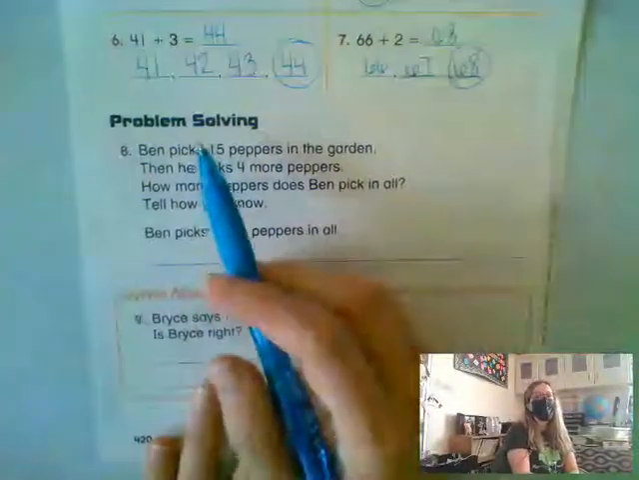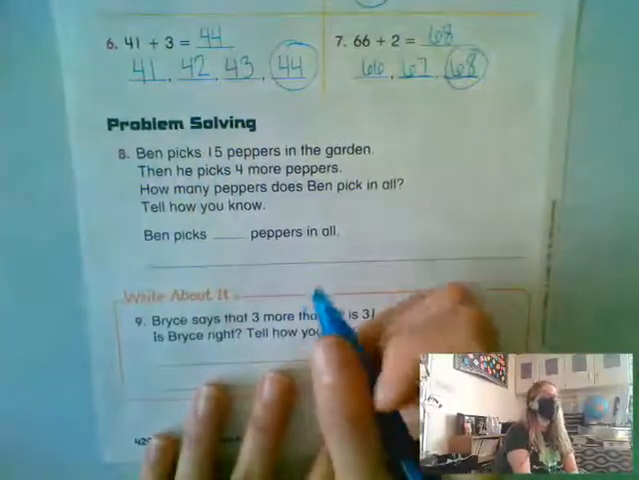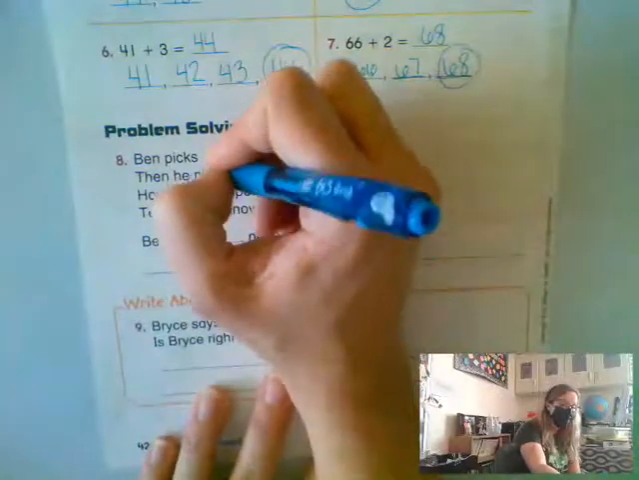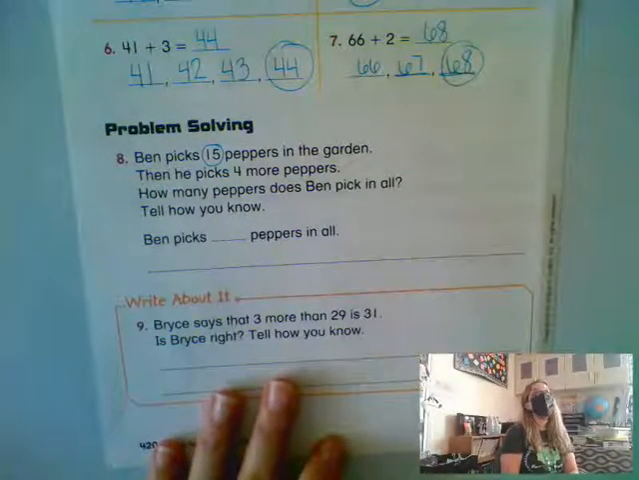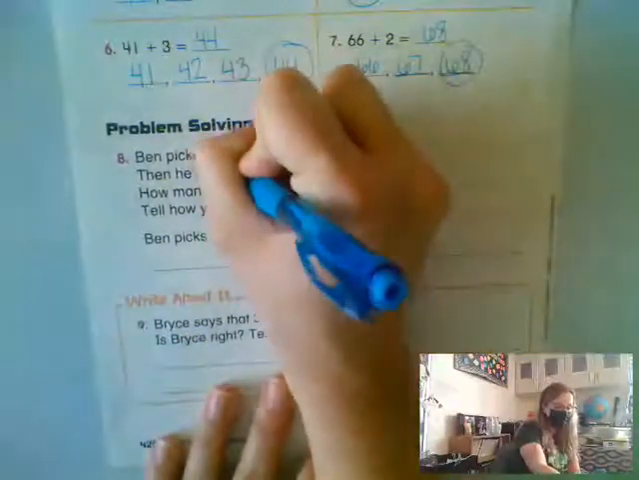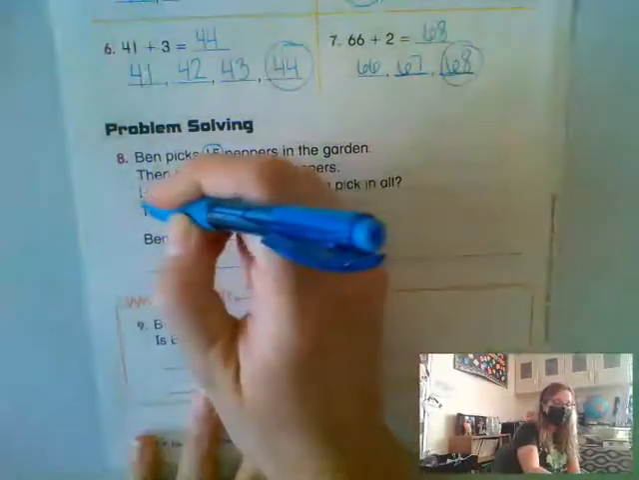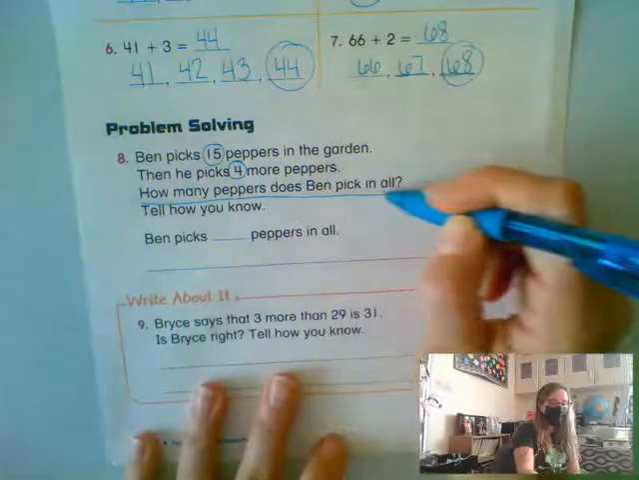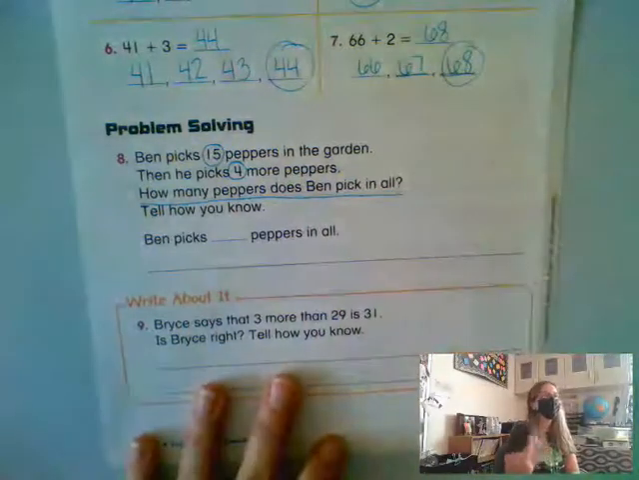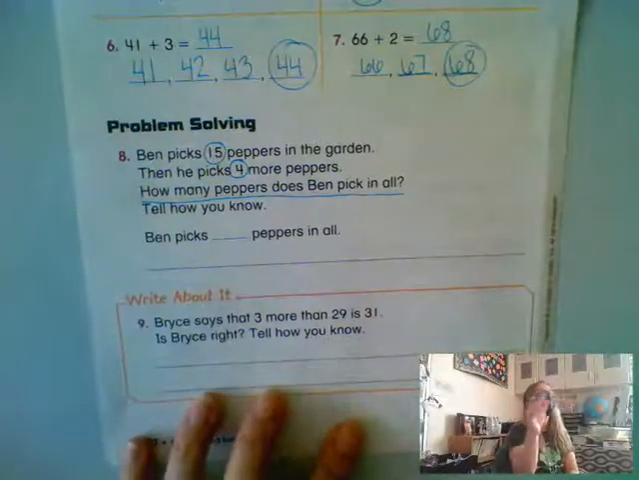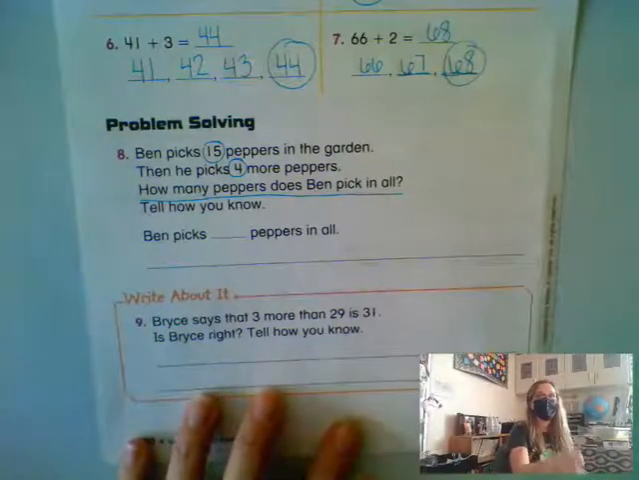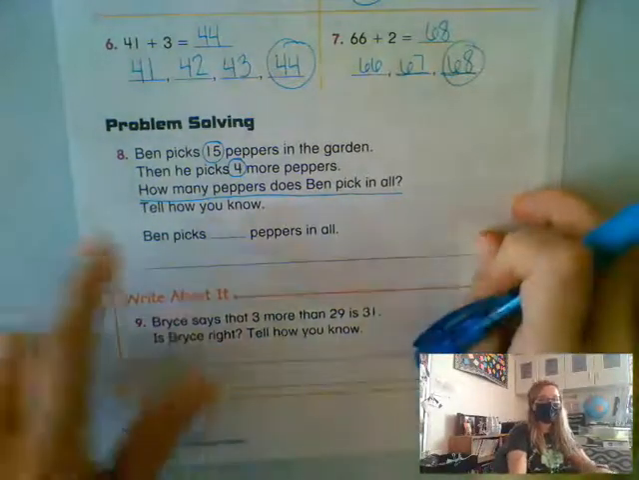It says Ben picks 15 peppers in the garden. Everybody circle 15. Then he picks 4 more peppers. So everybody circle 4. The question says, how many peppers does Ben pick in all? So this is what I want you to do. Watch first, then do. Okay, watch first, then do.